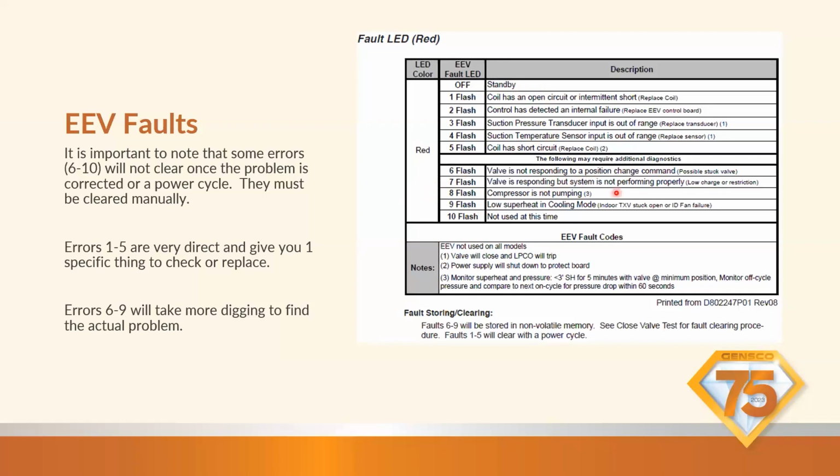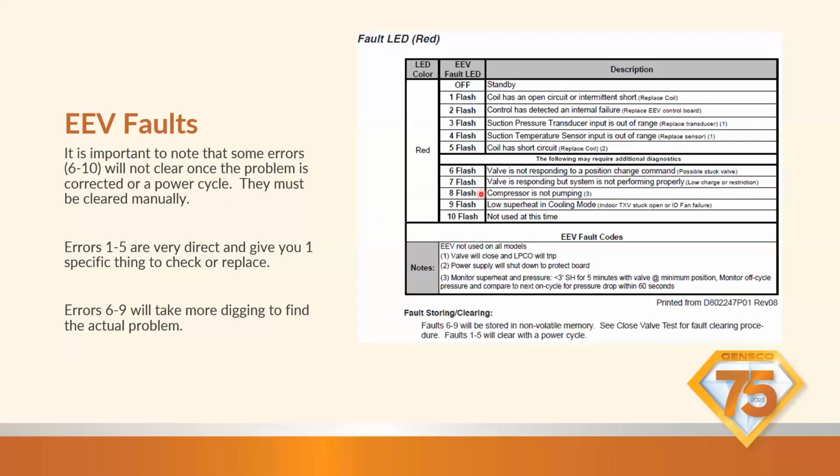Depending on what their symptoms are. A 7 flash, the valve is responding, but the system is not performing properly. So it feels like the valve does move. We are getting temperature and pressure changes on the pressure transducer, but it can't maintain the superheat it's targeting to get, which means we might have a system that's low on charge. We may have a restriction in the system causing it to run erratically, but it's just telling us, hey, let's check our charge, make sure we're charged right. Kind of simple.